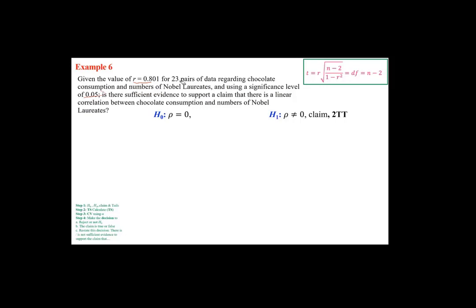So let's do the test statistic. Look at the formula. We are going with method 1. So the T distribution is used here. R is given, N is given, plug in. So T becomes 0.801 times the square root of 23 minus 2 over 1 minus 0.801 squared, resulting in 6.1314. This is a two-tailed test.